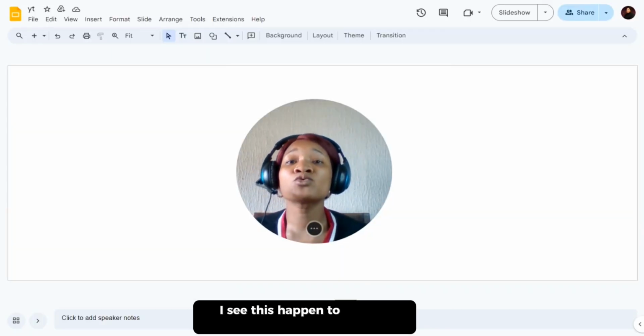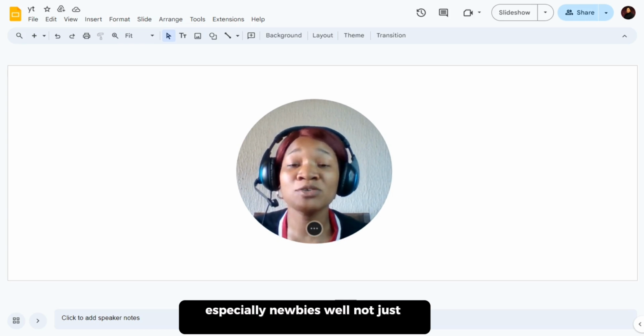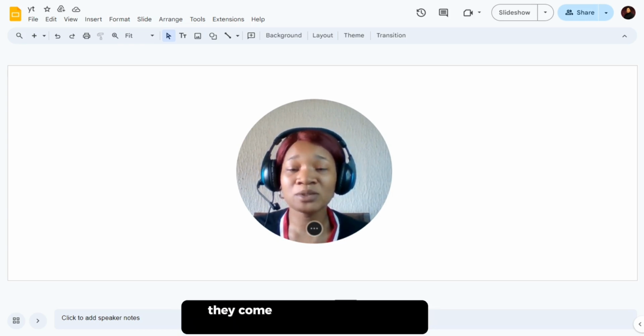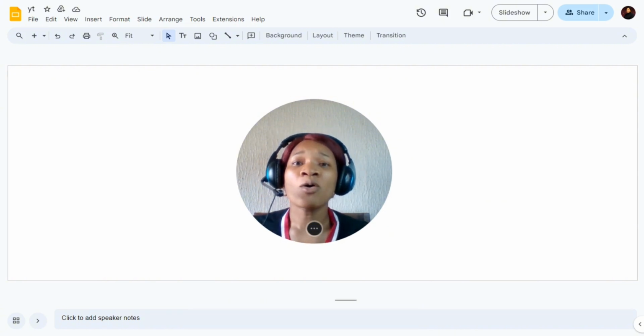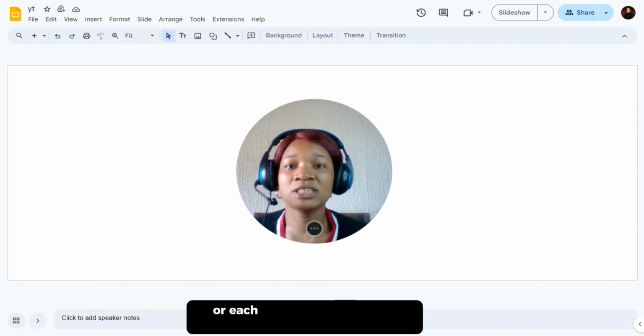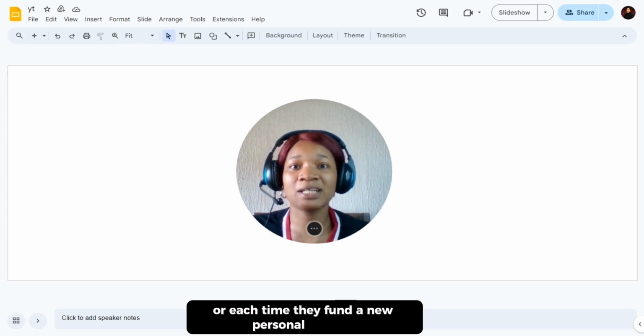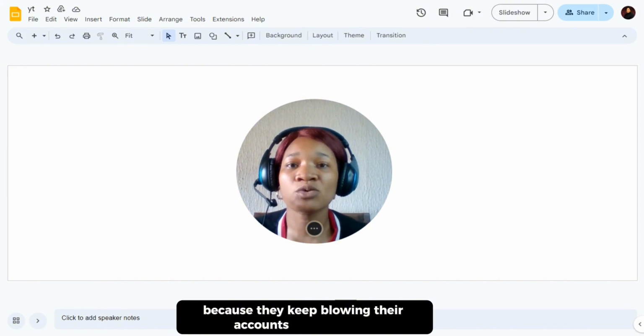I see this happen to a lot of people, especially newbies. Not just newbies, but intermediate traders too. They come into the market and they trade. They are very, very good when it comes to technical analysis or their fundamentals. But each time they buy a prop firm account or each time they fund a new personal account, they get frustrated at the end of the day because they keep blowing their account over and over again.